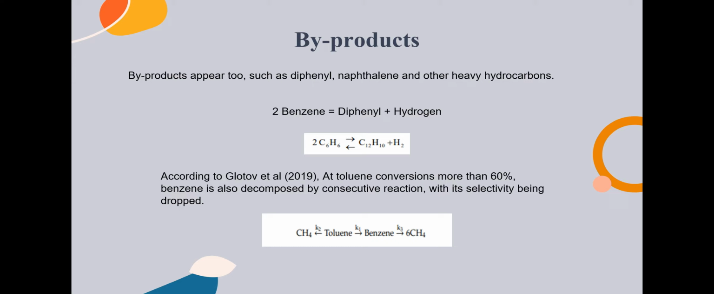And according to Grotov, when toluene conversion is more than 60%, benzene is also decomposed by consecutive reaction. As you see in the example below, benzene will decompose into more methane.